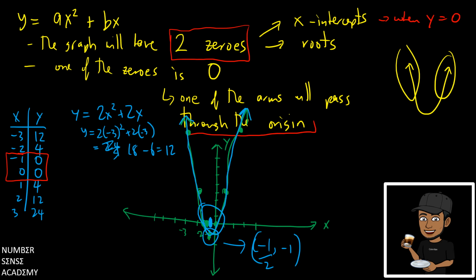So the takeaways from here: if your equation is only in this form, you're going to have a graph that has 2 zeros, and one of them is going to pass through the origin, 100%. That's if it's in this form.